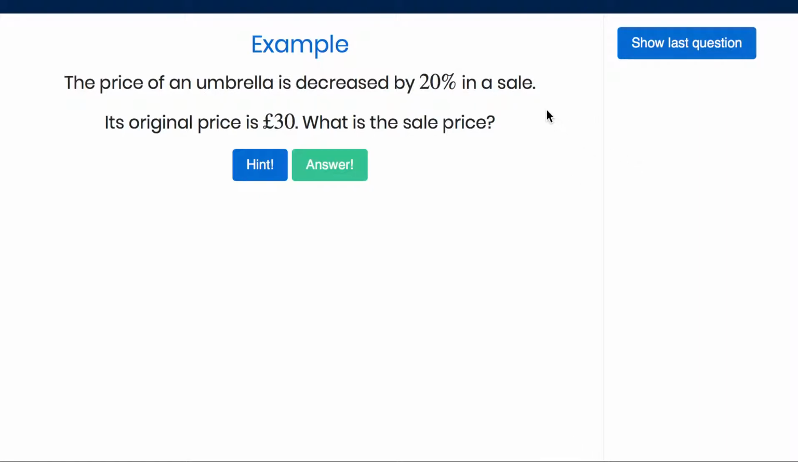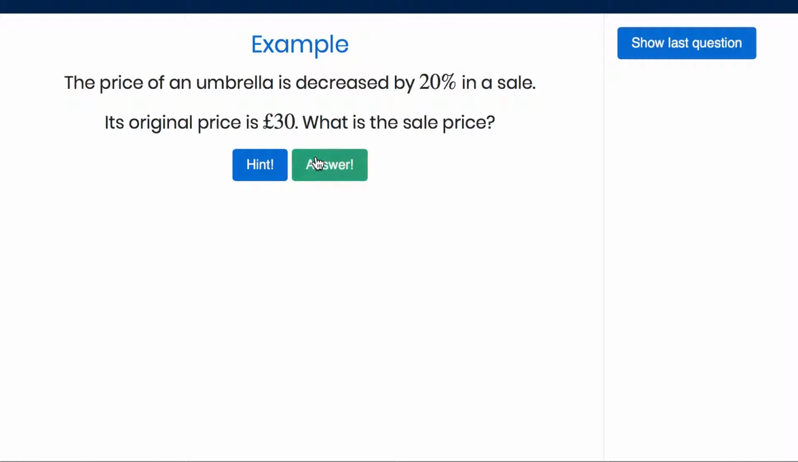The price of an umbrella is decreased by 20% in a sale. Its original price is £30. What is the sale price? Now you might already know how to do this by finding 20% of 30 and then taking it away. However, decimal multipliers are a much more efficient method that allows us to find the answer using only one calculation.